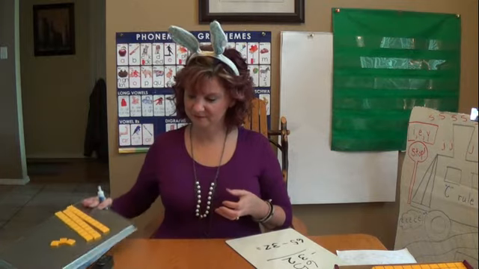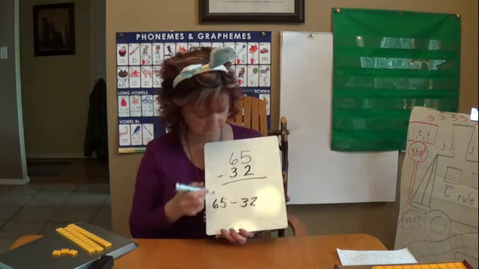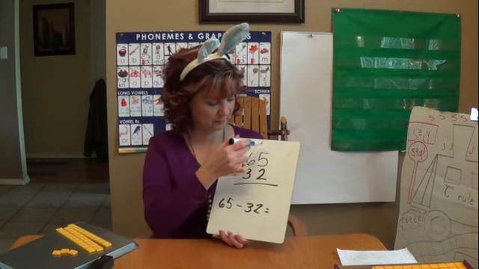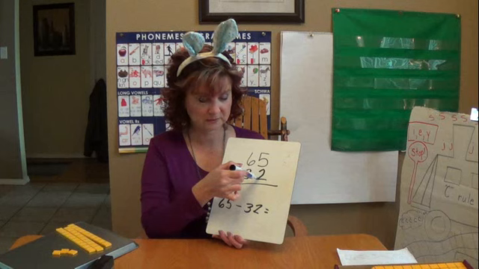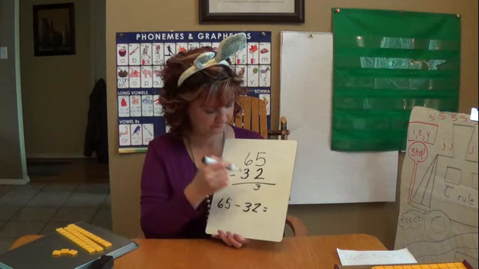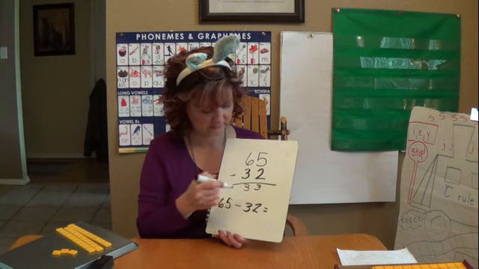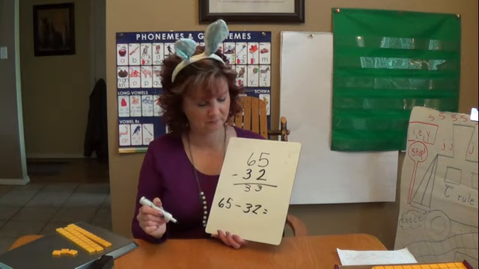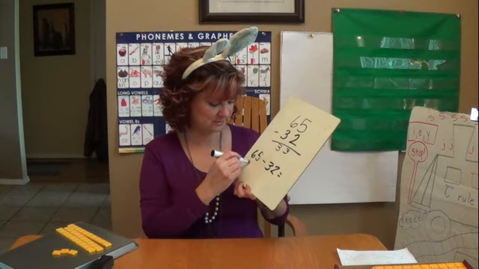All right? I'm going to try it on the paper also. You ready? If you did it up and down, remember, keep your ones together. 5 ones, take away 2 ones is 3 ones. 6 tens, take away 3 tens is 3 tens. 33. Good job.